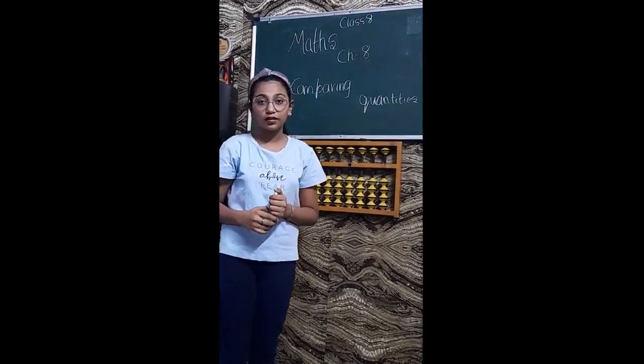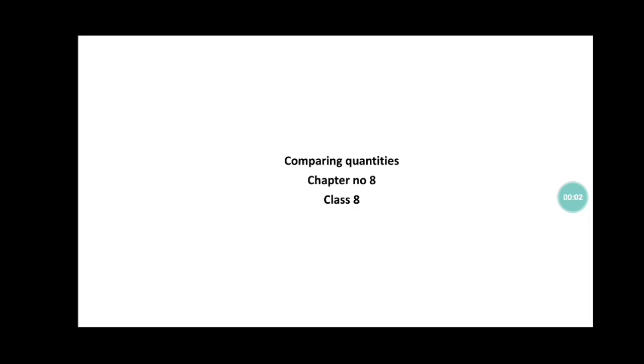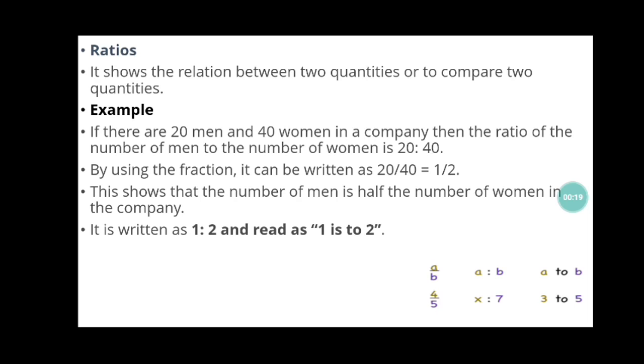So let us start. So guys, let us start with the chapter Comparing Quantities, chapter number 8, class 8. It has so many topics, but we will cover it. So our first topic will be ratio. So this is our first topic, ratio. Many have doubts about what ratio is.